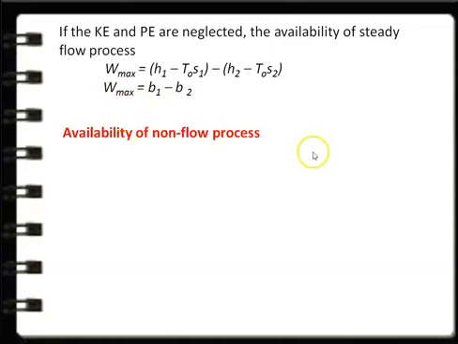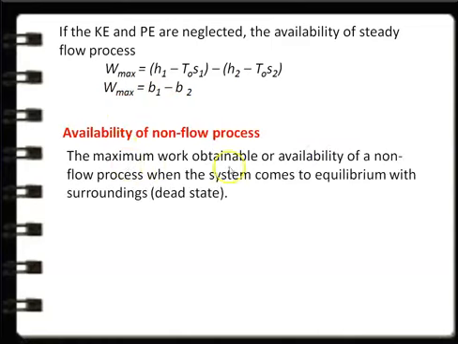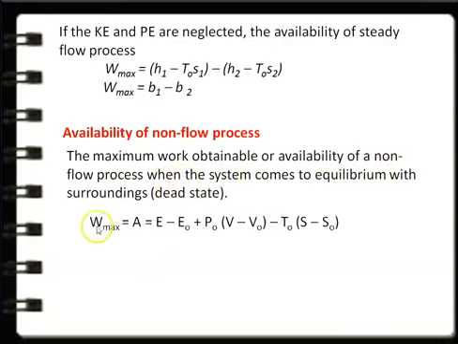And the availability of a non-flow process. Again the definition: the maximum work obtainable, or availability, of a non-flow process when the system comes into equilibrium with the surrounding, that is the dead state. We already defined W max equal to A equal to E minus E0 plus P0 into V minus V0 minus T0 into S minus S0.